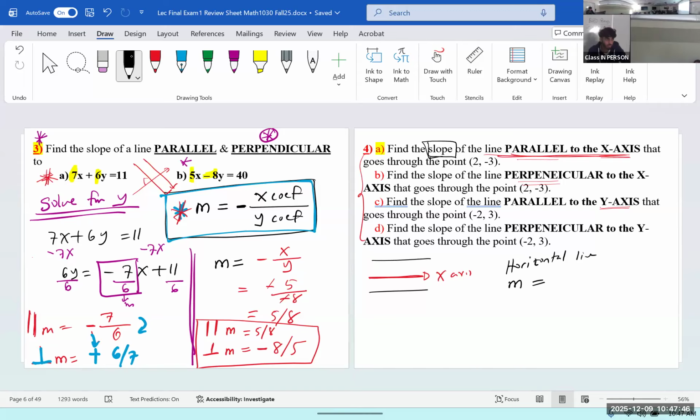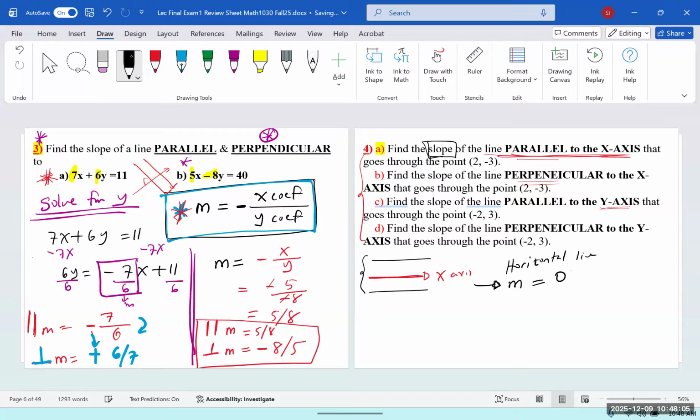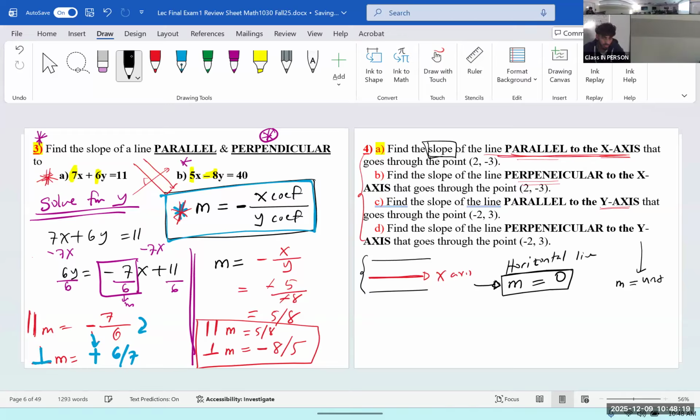Y equals 0. So not y equals 0, m equals 0. The slope is 0. So any horizontal line has slope 0. So that's all you have to do. Draw your x-axis and draw some horizontal line, and you can see your answer is 0. If you have a vertical line, what's the slope of any vertical line? Undefined. So any vertical line has undefined slope. Any horizontal line has 0 slope.